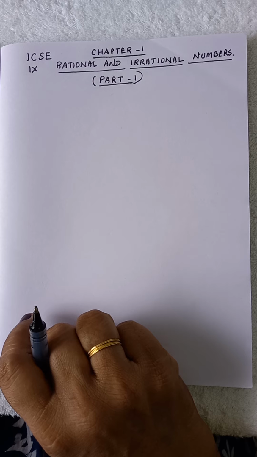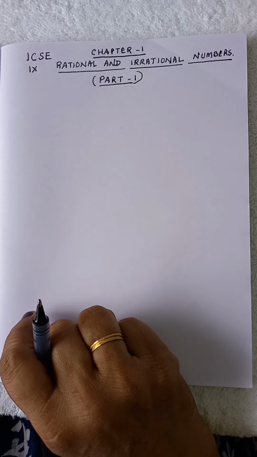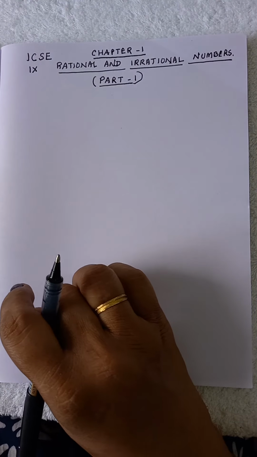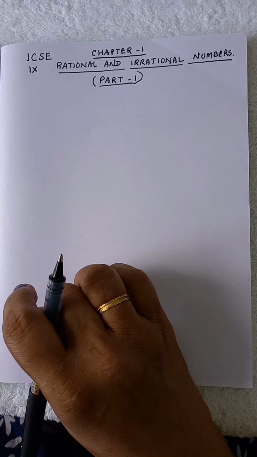Today for class 9th I am starting chapter 1, Rational and Irrational Numbers. It is a very interesting chapter. We can understand this chapter together. We have already studied rational numbers. However, we can discuss those matters.